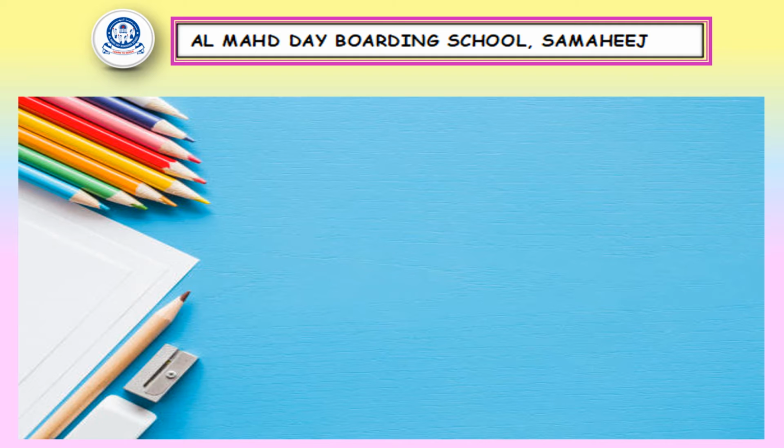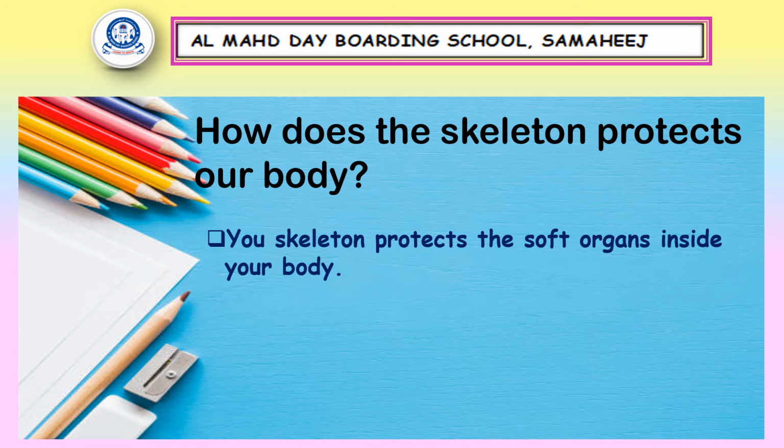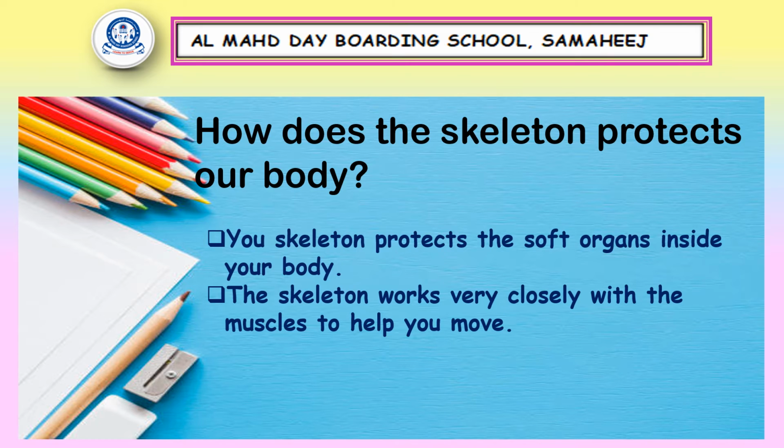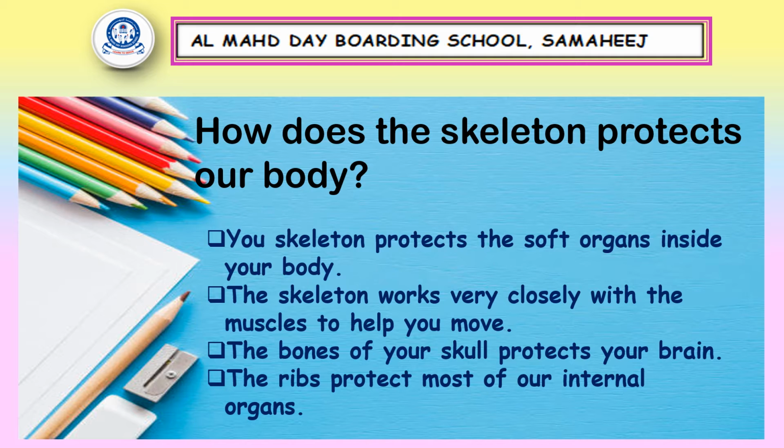The skeleton protects important internal organs like the brain, heart, and lungs. How does the skeleton protect our body? Your skeleton protects the soft organs inside your body. The skeleton works very closely with the muscles to help you move. The bones of your skull protect your brain. The ribs protect most of our internal organs.